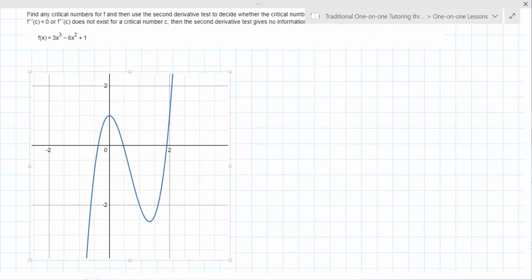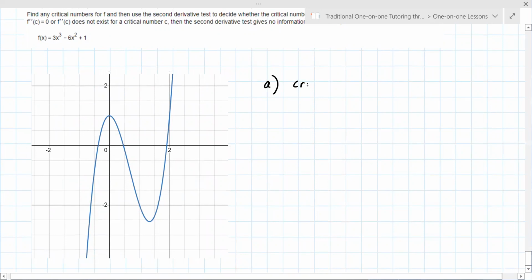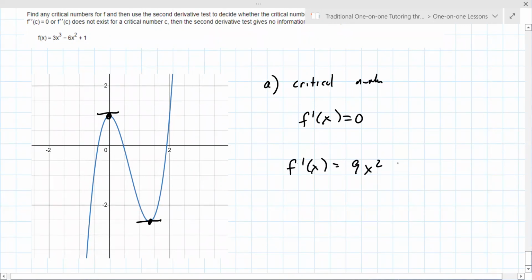So part A is asking for critical numbers. Critical numbers are where the derivative f prime of x equals 0. And you can see there's one there and one there. Okay, the critical numbers where the derivative equals 0 are either the max or the min. So our first derivative, correctly, is 9x squared minus 12x. And you set that equal to 0 to find the critical numbers.